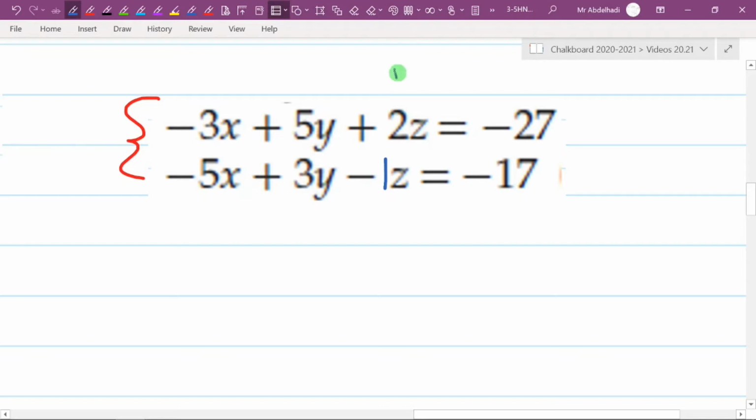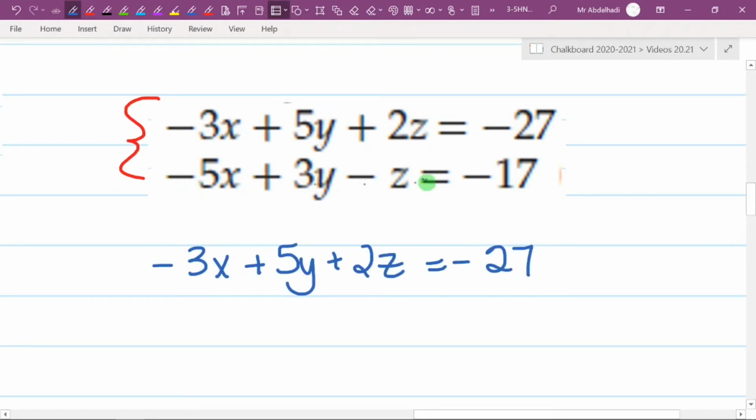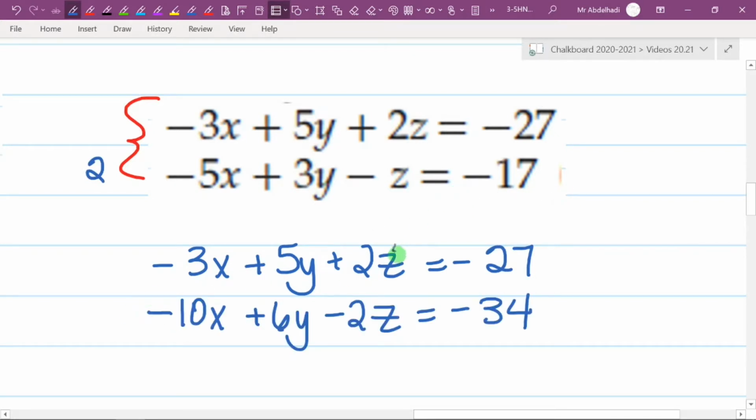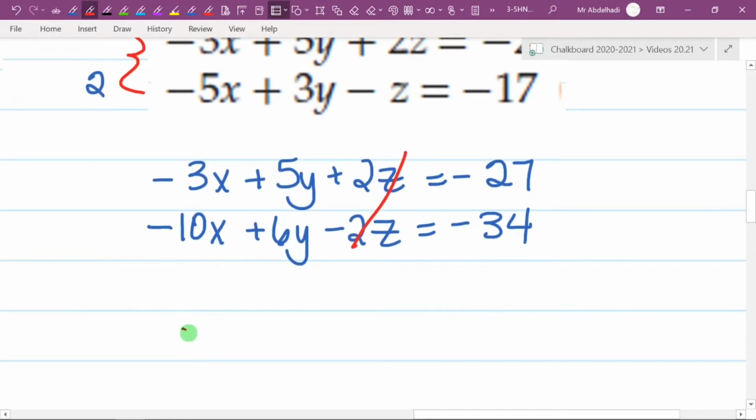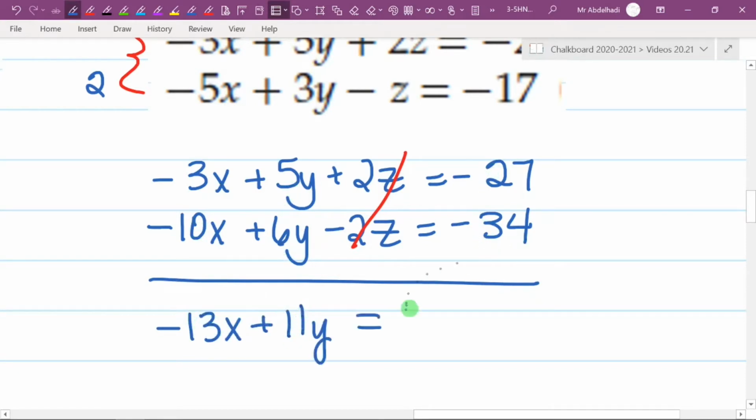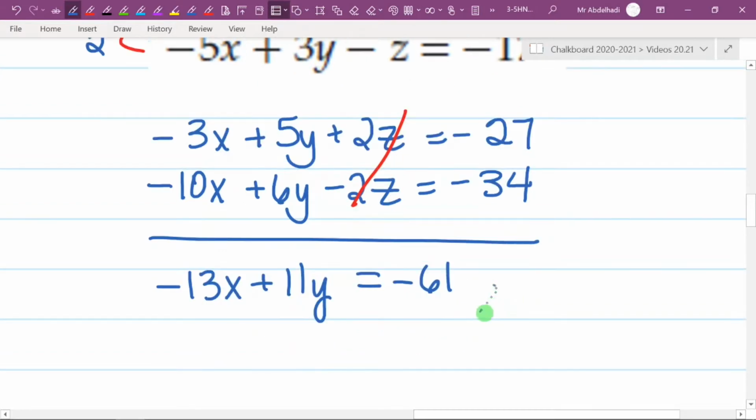A number they both go into evenly. Yeah, they both go evenly into 2. So the least common multiple is 2. So how do I get these to both be a 2z? Well, this one's already a 2z, so I don't have to multiply it by anything. Leave the top line alone. So I can just copy it down here. However, the bottom needs to be multiplied by 2 all the way across. So I get this. So you can see that these are going to cancel out when I add these two equations together. And what's left? Well, negative 3x and negative 10x is negative 13x. 5y plus 6y is 11y. And these are going to give you negative 61. And once again, this is not a solution by itself, but watch what I'm going to do now.